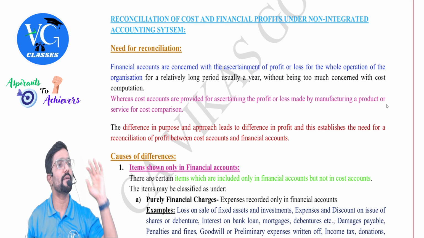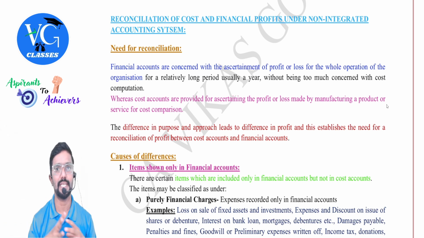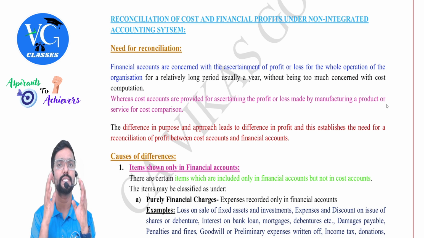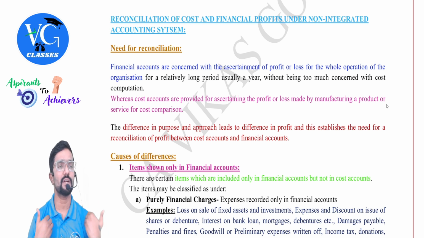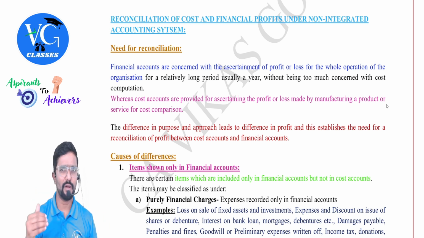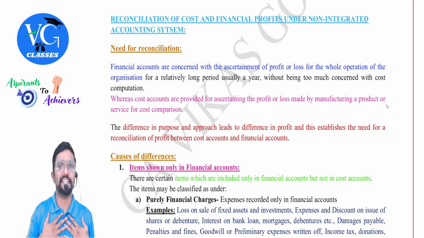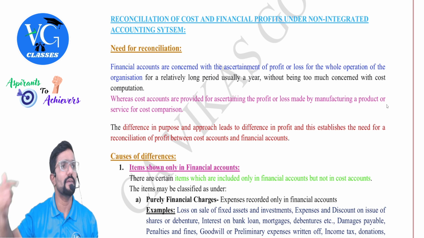One book is for recording financial transactions. Another book is for recording costing transactions. So that means we will have two profits. Why, sir? Because the objective of cost records and financial records is different. In cost records, what is my objective? To record the profit or loss which I have made by manufacturing and selling my product, assuming I am a manufacturer.